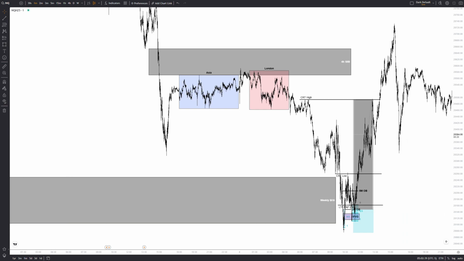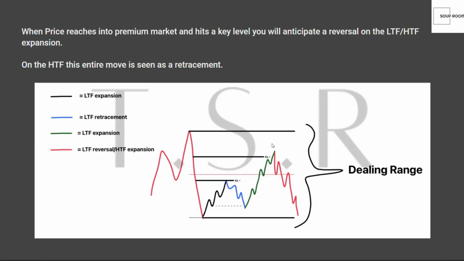Now I want to share an image with you. On this image, you can see the lower time frame. You can see the high time frame price action marked by this red line. Now you can see a key level there is in the discount, right? That key level is going to act as resistance, but it's not going to cause a reversal. It's going to cause a lower time frame reversal.